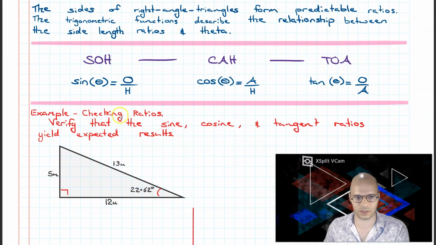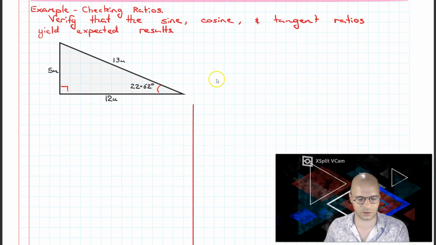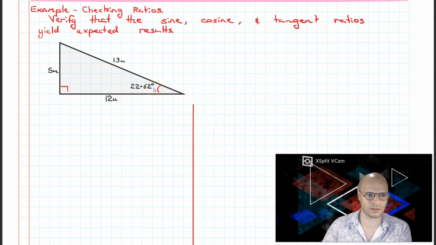What we're going to do is use these trigonometric functions and ratios to verify that the sine, cosine and tangent ratios yield expected results. So what does that mean? Well, we're going to say, let's make sure that this side, and this side is all possible given this angle. Now starting off, we'll start with sine.